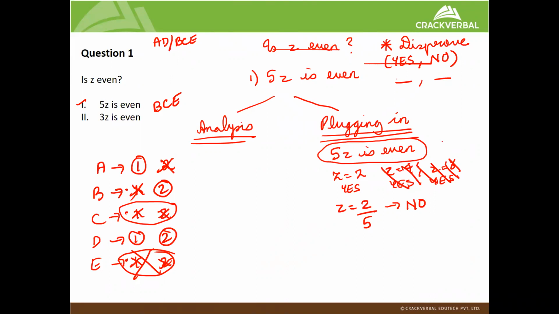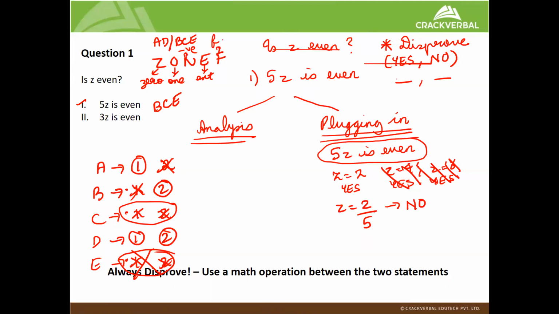So the takeaway here from the first statement is, first, you never assume that all values that you're working with are integer values. You always check for all types of values. So as a rule of thumb, what I do is I always check for values based on this acronym called ZONEF. Z stands for 0, O stands for 1, N stands for negative, E stands for extremes, and F stands for fractions. I always plug in values based on this acronym.